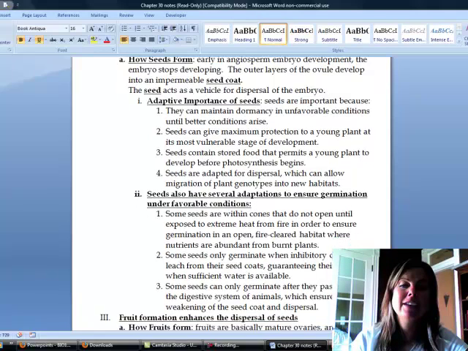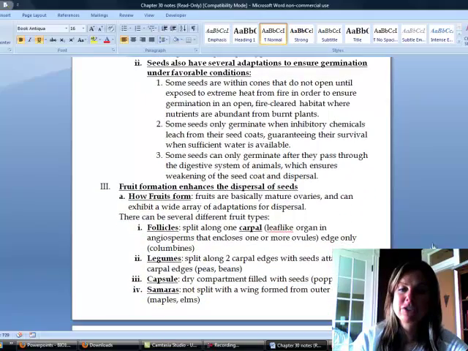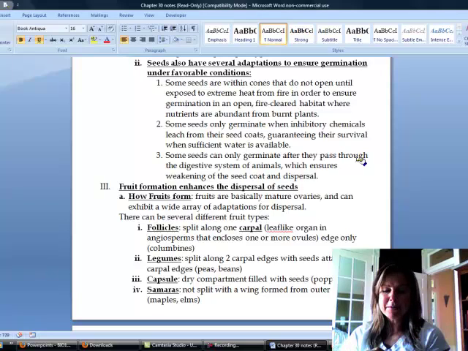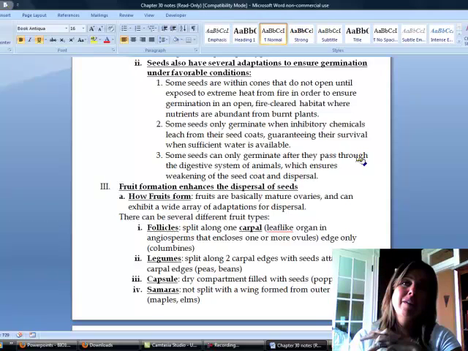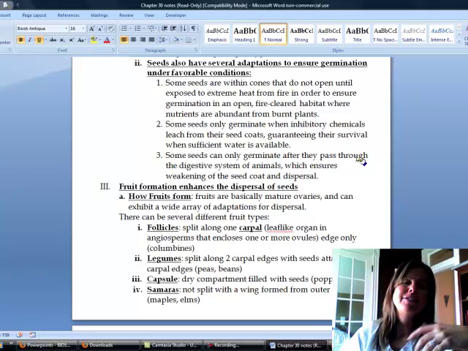Now, there are going to be some specialized seeds, and they're going to act kind of crazy to make sure that they germinate into an area where some people might think it's very unfavorable. So you're going to have some seeds, like a lot of pine trees, that are going to be in cones, and they won't even get released until they've been exposed to a fire. Now, you might be thinking, why would that be advantageous? Well, think about what it looks like after a fire. There's no competition, which is nice, and there's tons of nutrients in the soil from all the things that got burned. So that's an evolutionary advantage. No competition, lots of nutrients, you can grow very strong.